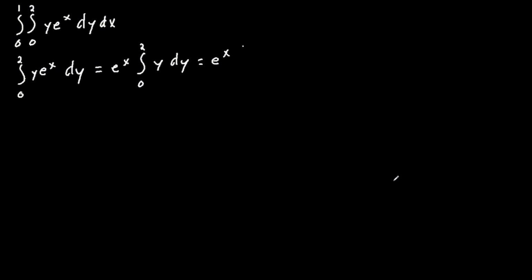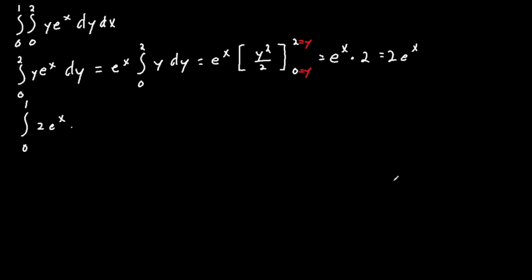But we just set this equal. We get e to the power of x times the integral of y with respect to y, with bounds 2 and 0. And then this just equals e to the power of x times 2, which is just 2e to the power of x. Now we can integrate this with respect to x, 0 and 1, 2e^x dx. Just a calculus 1 problem.